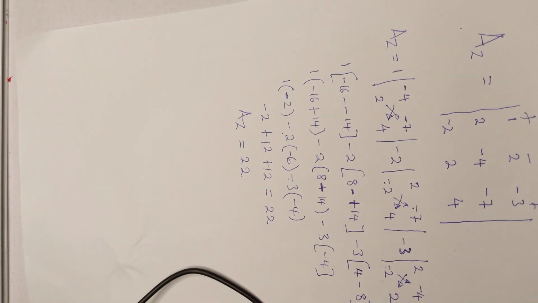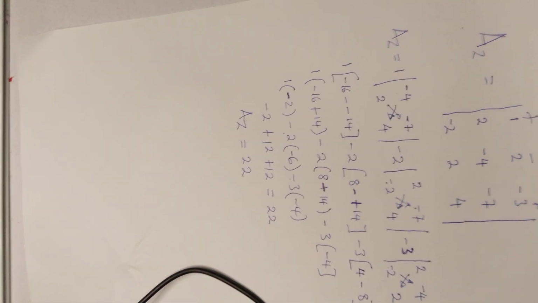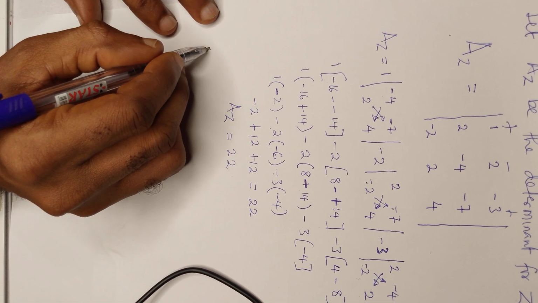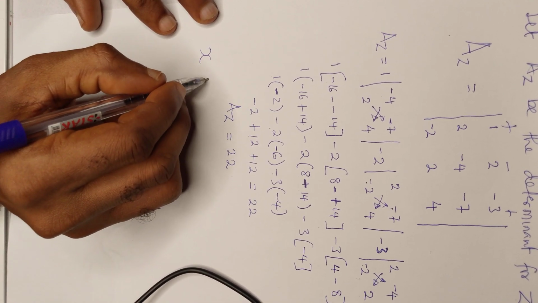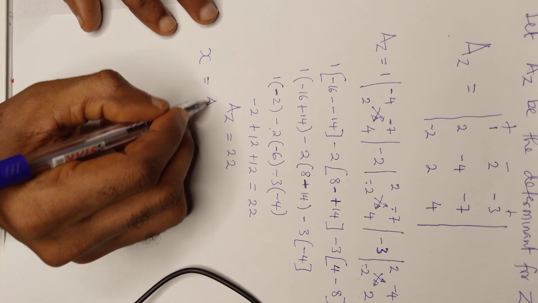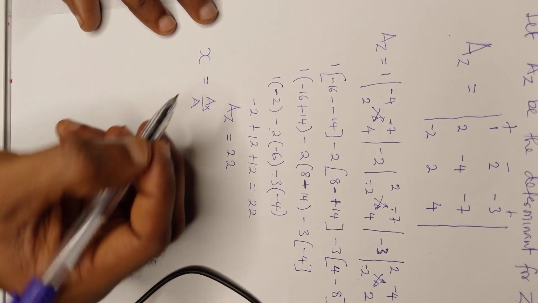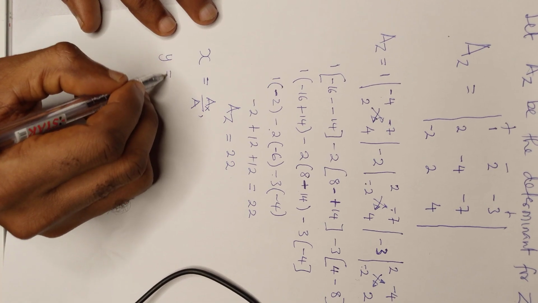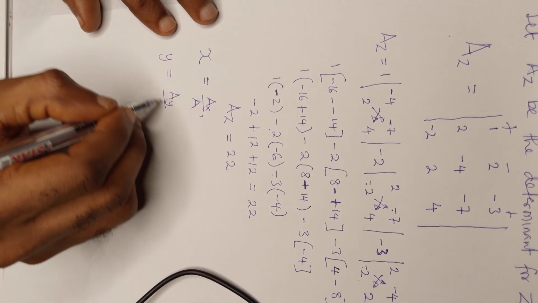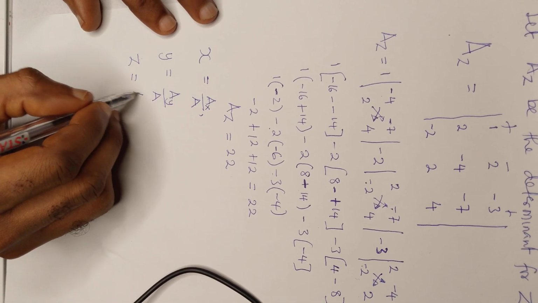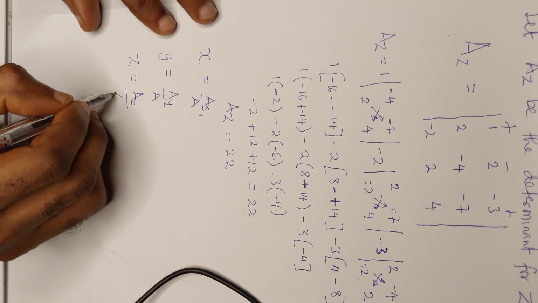So we've gotten the determinant for the matrix, we've gotten the determinant for x, we've gotten the determinant for y, we've gotten the determinant for z. And so to find the value of our x now will be equal to the determinant of x over A. Our y will be equal to the determinant of y over A, and our z will be equal to the determinant of z over A.